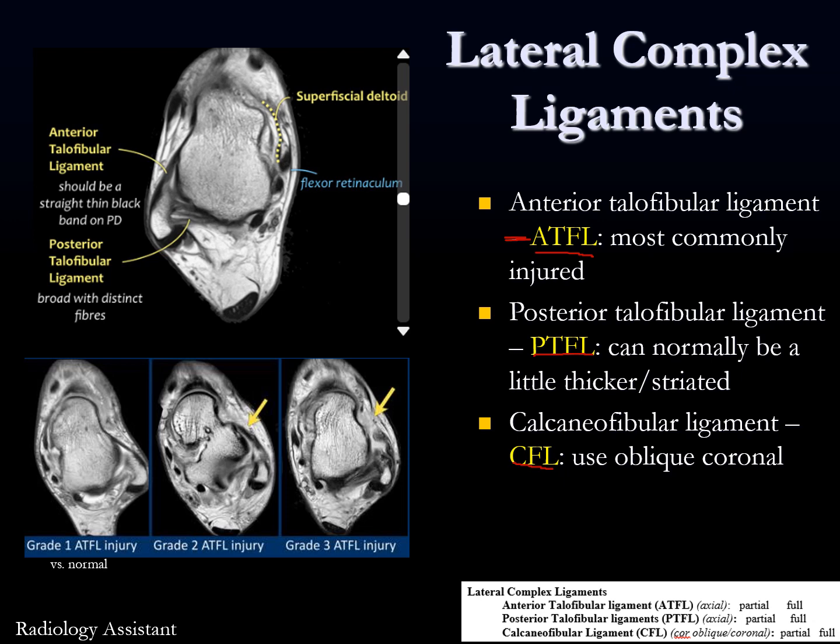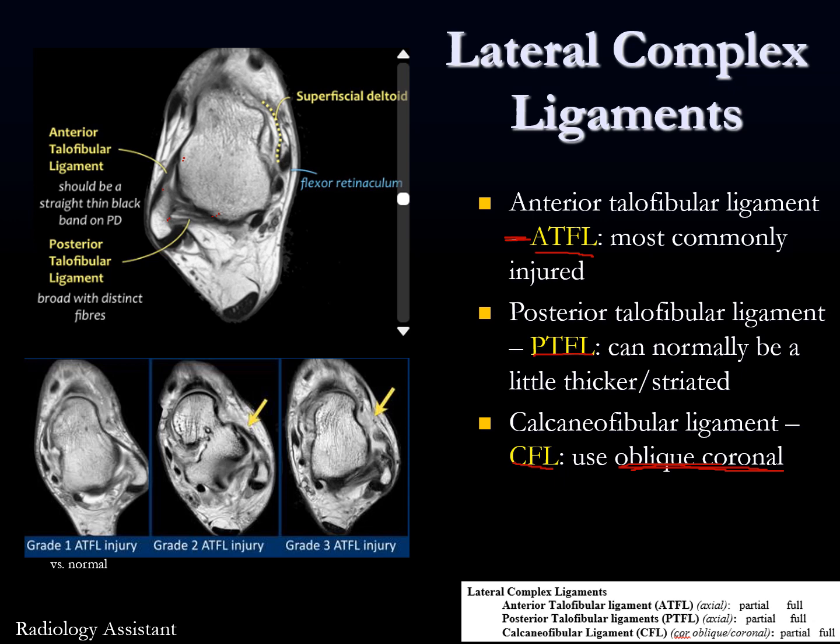The anterior talofibular ligament here should be a nice dark black band going from the distal fibula to the talus. And here's the posterior talofibular ligament, which can be a little bit more thick and striated as a normal variant, as in this case, that is the usual look for the posterior talofibular ligament. The calcaneofibular ligament, which I don't think I have on this picture, goes from the inferior fibular tip to the calcaneus. And this is a very good ligament to look at on the oblique coronal, that oblique coronal that we were talking about. See if I'll give you an example of that.